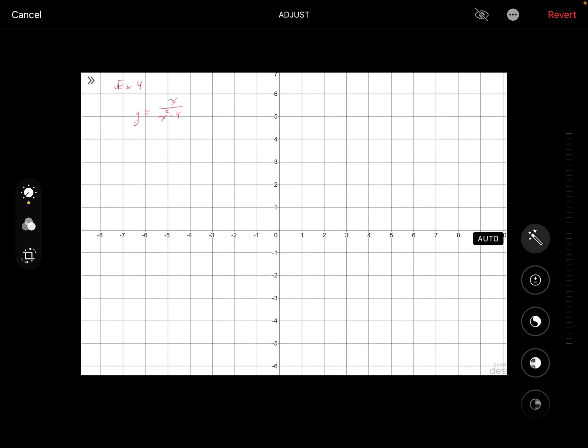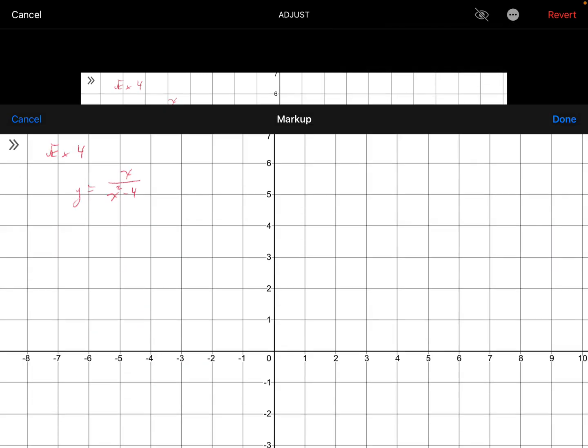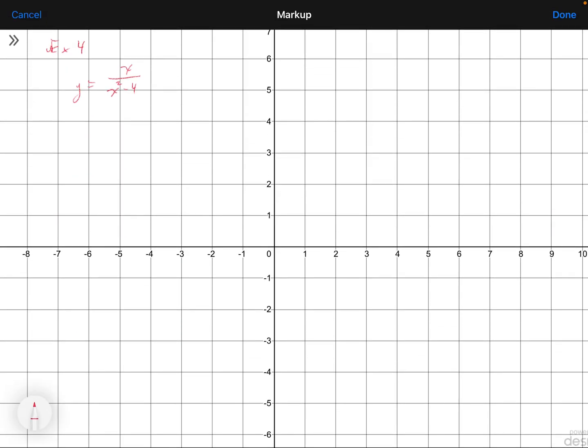So now let's look at this next one. Let's mark this up. So y is equal to x divided by x squared minus 4. Guess what I'm going to do? That's right, I'm going to factor the bottom. Always really good. And when we factor the bottom, we're able to see our asymptotes. I'm going to look for factors that cancel out. None of them cancel out.